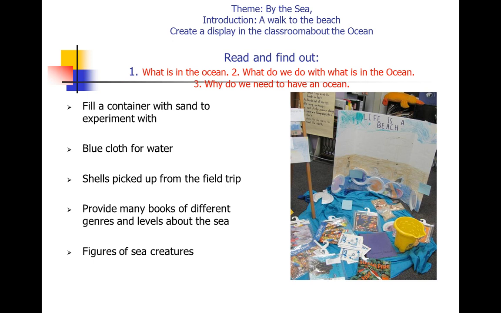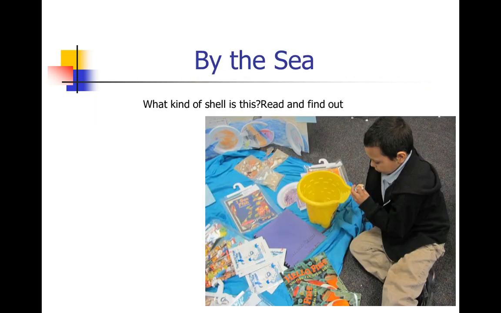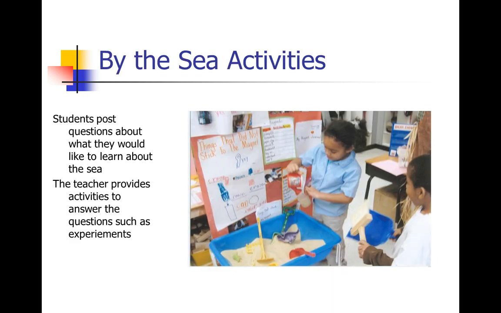The teacher brought sand in the classroom for an experiment, a blue cloth to look like water. The children picked up shells to scatter around, and she provided many books of many genres, both narrative and expository, and maybe a magazine, and figures of sea creatures. And here's a child who's getting to investigate what's on the blue water. What kind of shell is this? Well, there's going to be a book to read and find out.